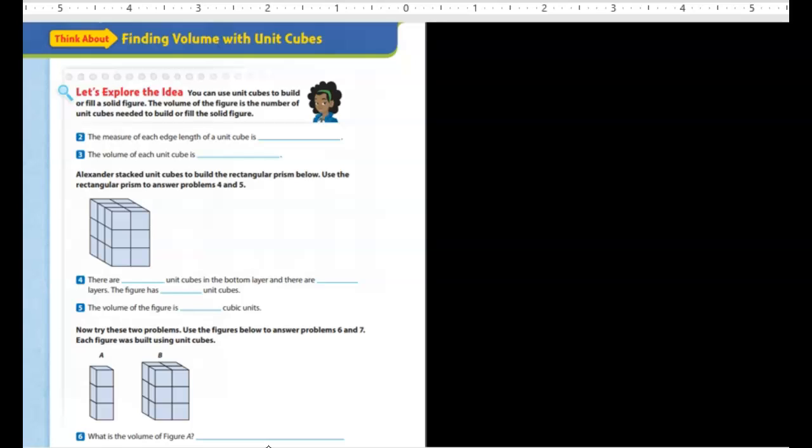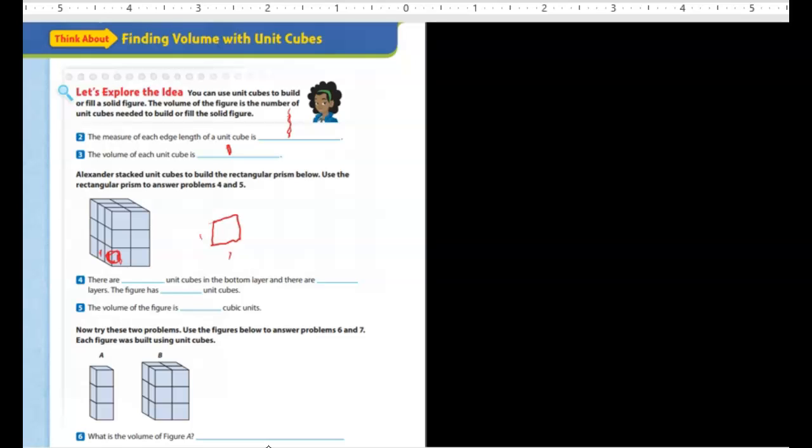Finding the volume. The measure of each edge length of the cube is... So we're talking about one little cube, and if you went back to our first page, we said that it's one by one. So the measurement of each length is 1. The volume of each unit cube is 1. So we know that each one is 1. If you see this little section right there and this little section, that is 1 square. We're seeing 2 sides of it. So this is 1 square. Okay, don't get that confused.